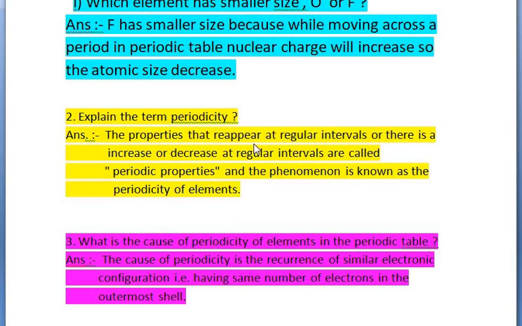So the property that reappears at regular intervals, or where there is an increase or decrease at regular intervals, is called a periodic property, and the phenomenon is known as periodicity of elements. The best example of the periodicity of elements belongs to the electronic configurations of the elements, directly or indirectly, and we place them in groups like helium, hydrogen, lithium, sodium. We place them together in a similar group just because all these elements have similar chemical properties. Okay, understand the term periodicity.